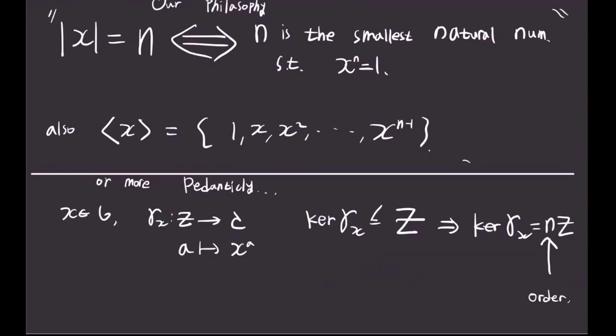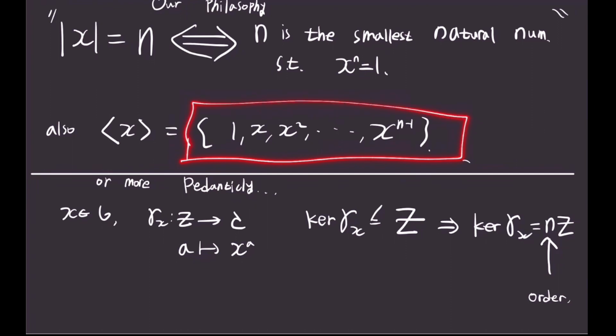So I want to emphasize our philosophy. The order of x is n if and only if n is the smallest natural number such that x to the power of n is equal to the identity. With either the necessary or sufficient condition, the cyclic group generated by X can be written as this.